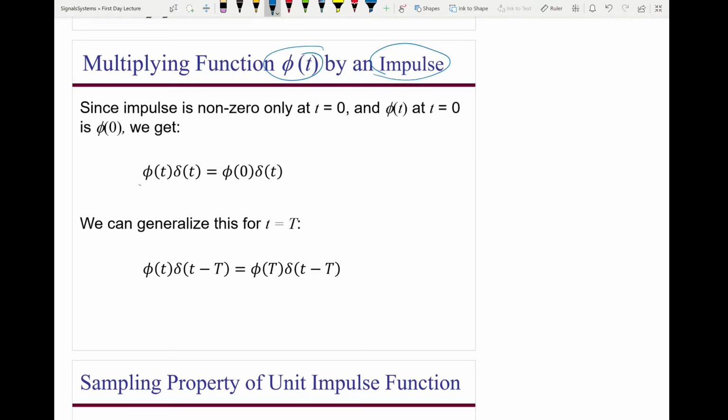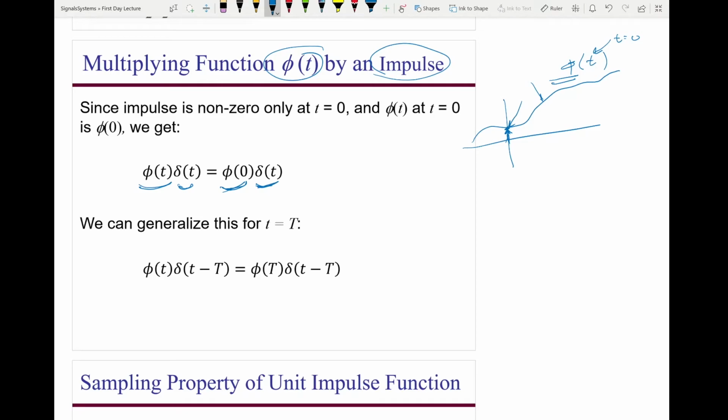So if I have a signal here, that may look something like this, phi t, and I multiply it by a delta, which is here. What is the product? The product, you will get again an impulse, but the amplitude of the impulse will be the value of this function at t equals 0, which is this. So the value of this function at t equals 0 times a delta function.